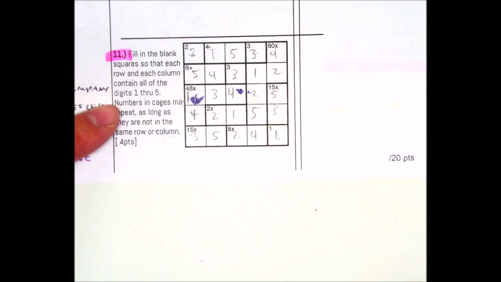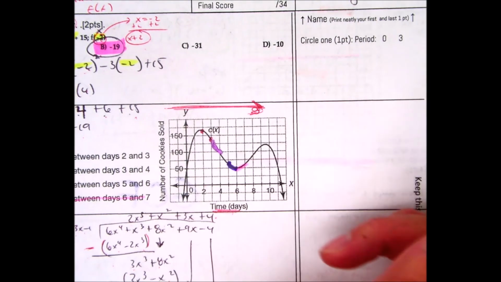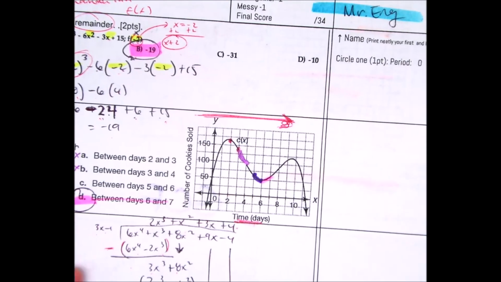This does not say negative 4. That side is out of 20 points. Hopefully you were boxing your answers so you didn't get any minuses for that or being messy. And that test was out of 34.